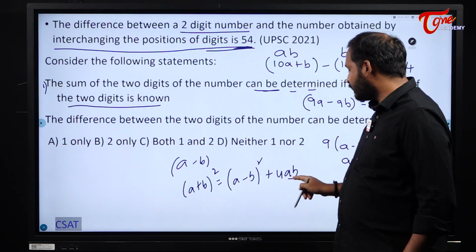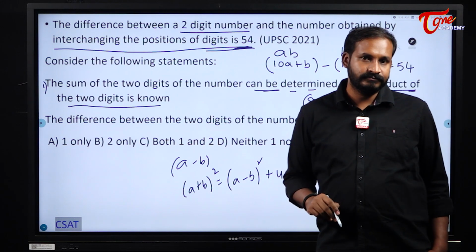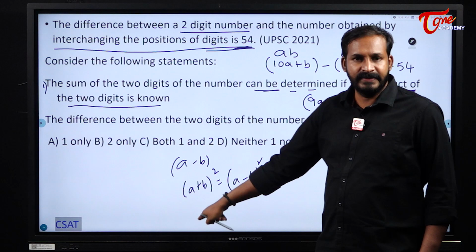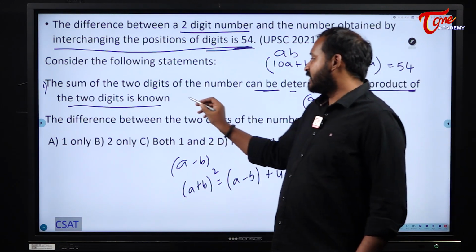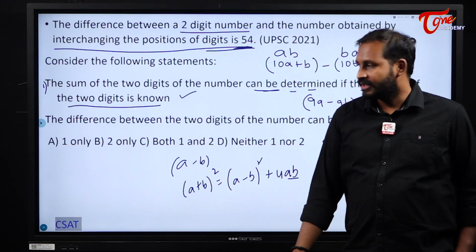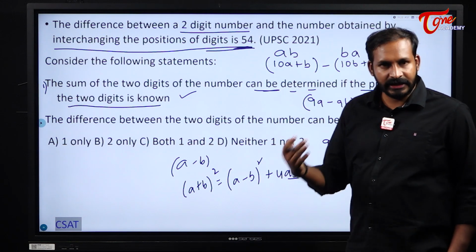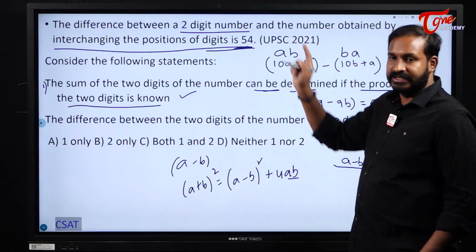Why? Because in the question they have very clearly given us A minus B indirectly. So with that and AB, we can tell A plus B, right? So yes, we can know that value. Next one: the difference between the two digits of the number can be determined. Yes, without any help, we can directly determine the difference between the two digits from the question itself.